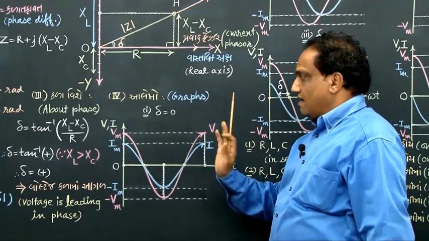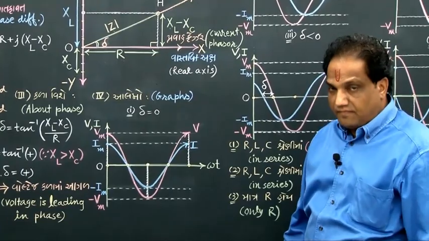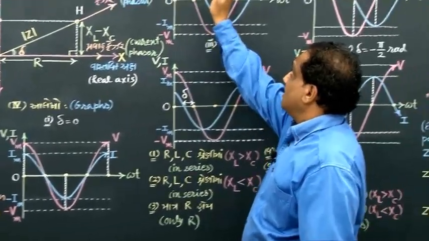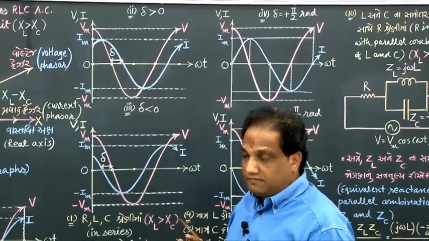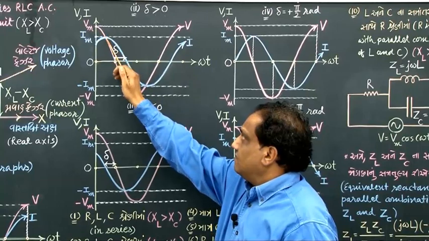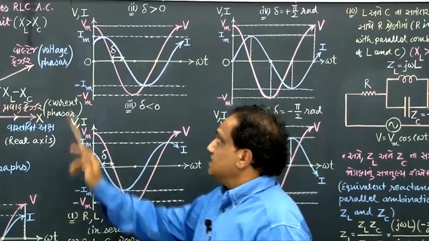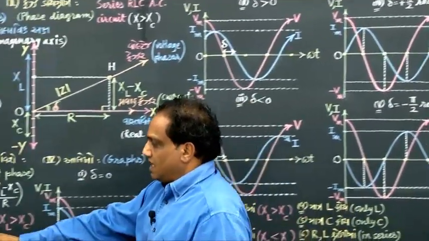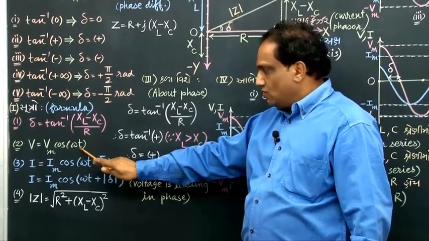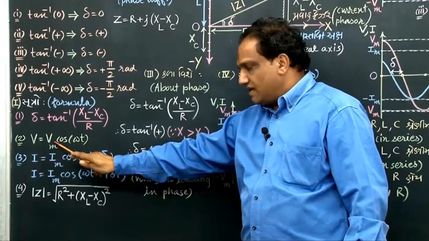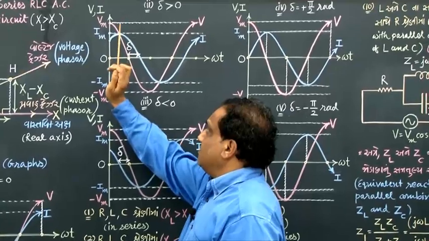Fourth part is of graphs. We are supposed to plot the graph of voltage and current versus omega t. Whenever delta is positive, the graphs of voltage and current are obtained this way. This pink colored graph is the voltage graph, correct? Voltage graph, because it starts with maximum. You know, time begins to increase from t equal to 0. If you place here the first moment t equal to 0, cos 0 is 1, 1 into Vm, that is Vm, which gives you the maximum value. So, the voltage graph starts from maximum, fine.